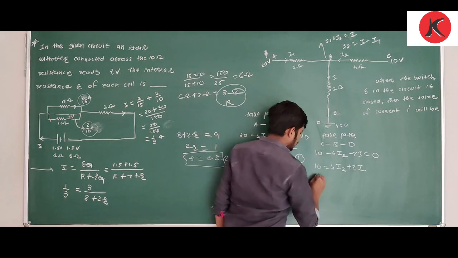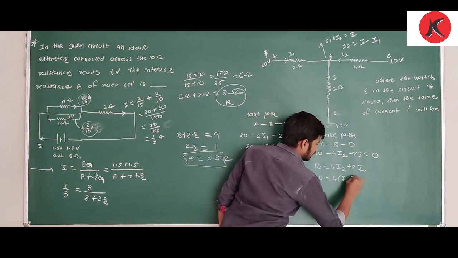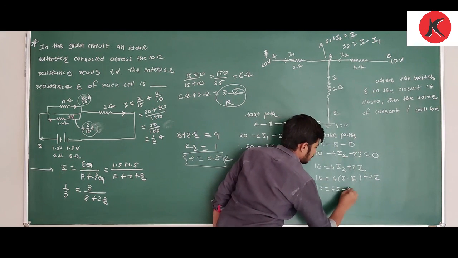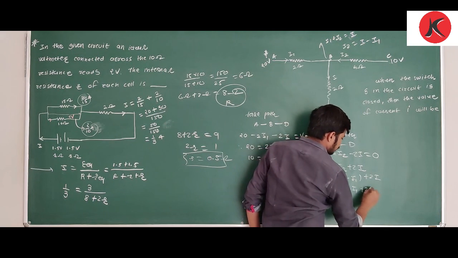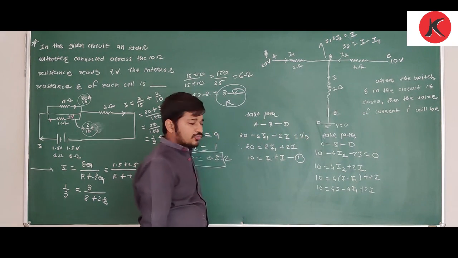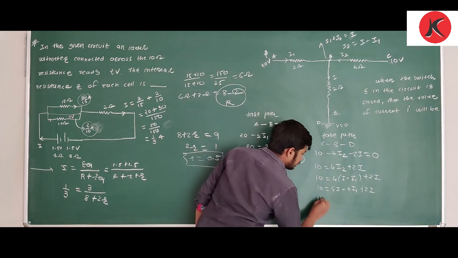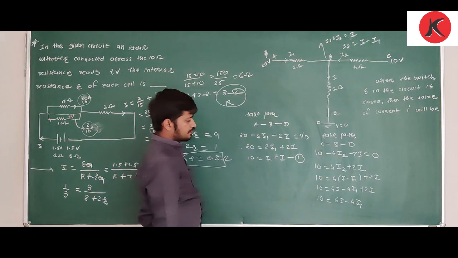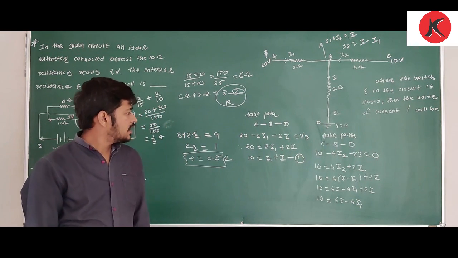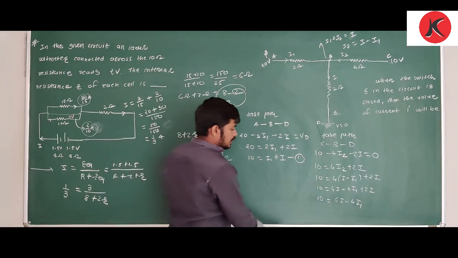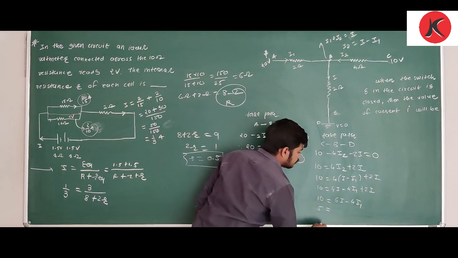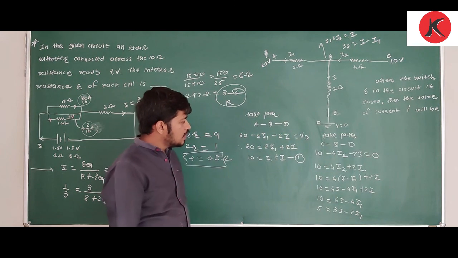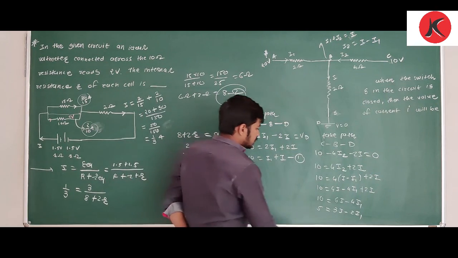So 10 is equal to 4 times (I minus I1) plus 2I. So 10 is equal to 4I minus 4I1 plus 2I. So 10 is equal to 6I minus 4I1. Any doubt? Now, if we take 2 common in this equation, then 5 is equal to 3I minus 2I1. That is equation number 2.